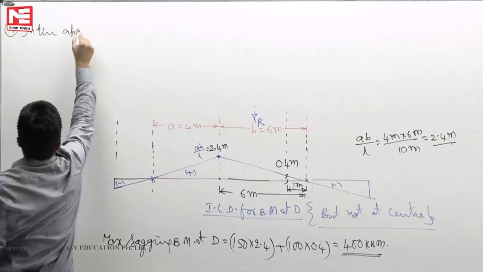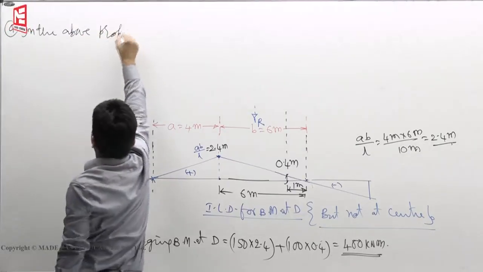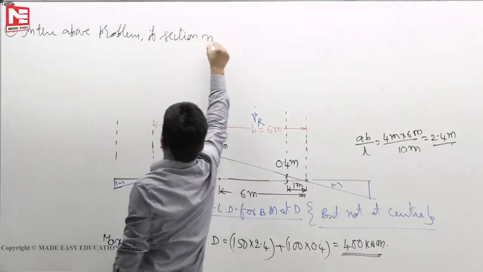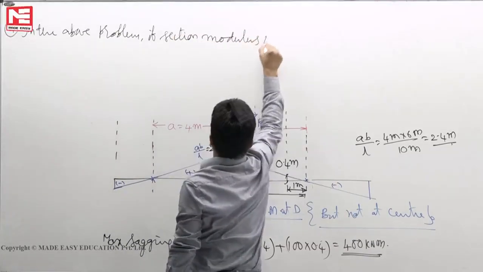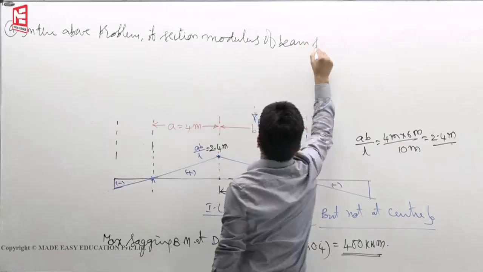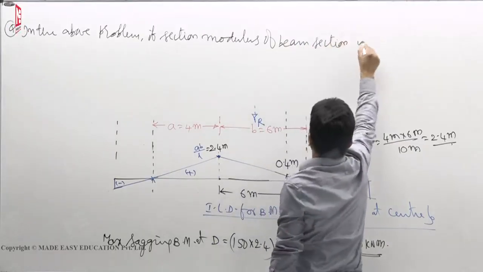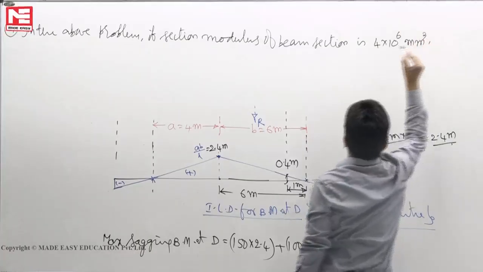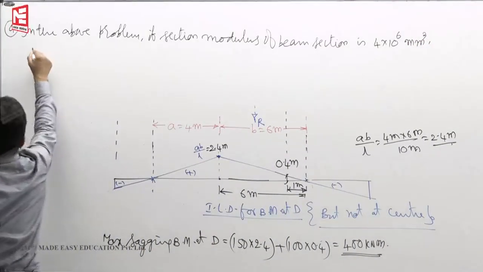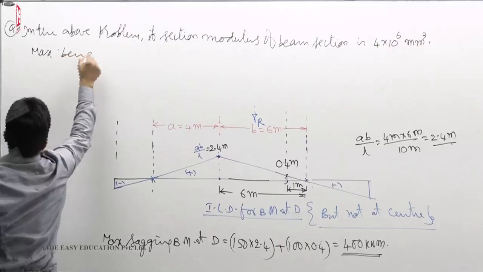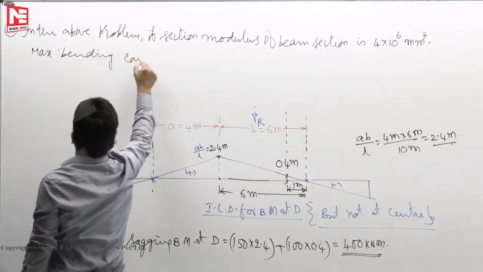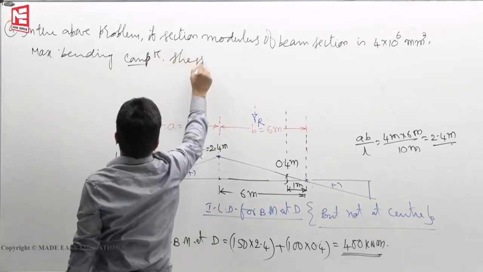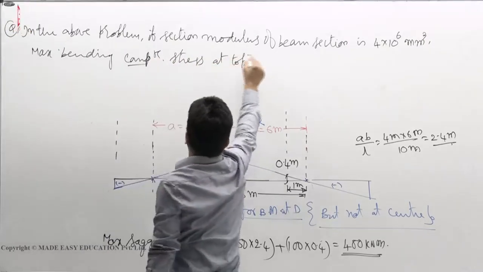In the above problem, if section modulus of beam section is 4 into 10 to the power of 6 mm cube, maximum bending compressive stress at top fiber.